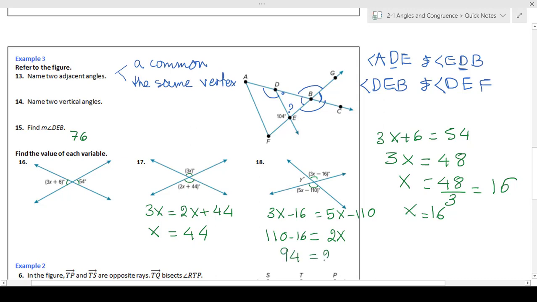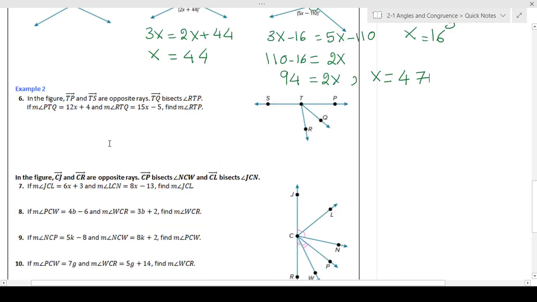Is equal to 2x, and x is equal to 47. Example 2. In the figure, TP and TS are opposite rays. I try to mark all of my givens on the figure. TQ bisects angle RTP, so it bisects this big angle to give me two equal angles.